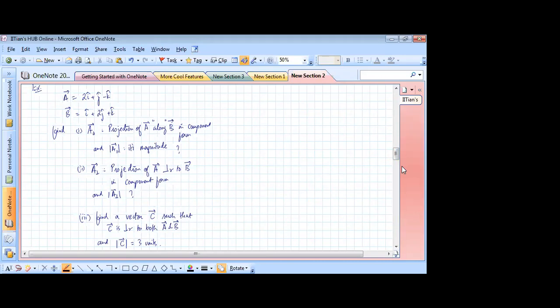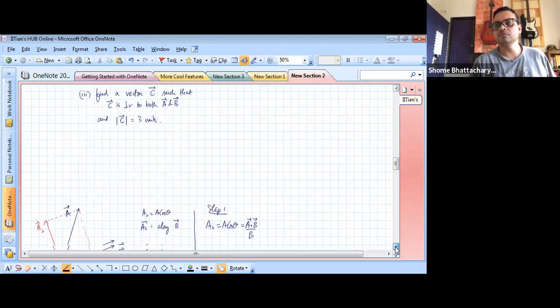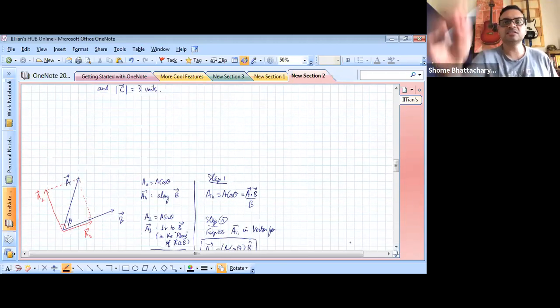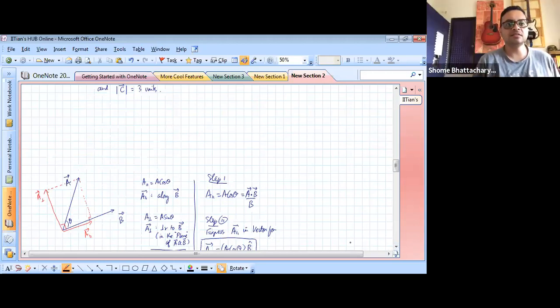Okay, so understood what the question is asking. It's asking you to find a vector which is perpendicular to both A and B and its magnitude is 3 units. So now think in this diagram, where is that vector? Where does that vector C lie in this diagram? The moment you understand that, that will become clear.